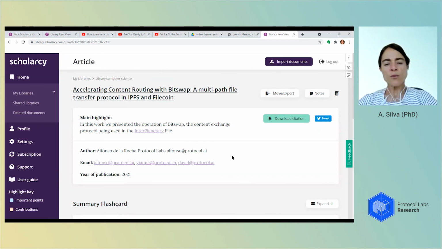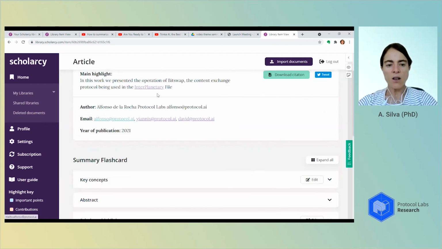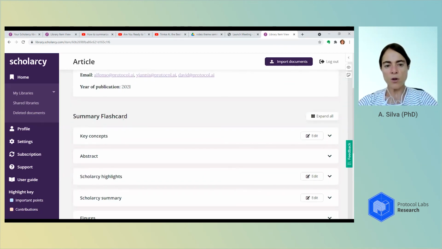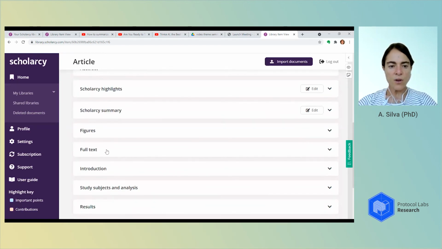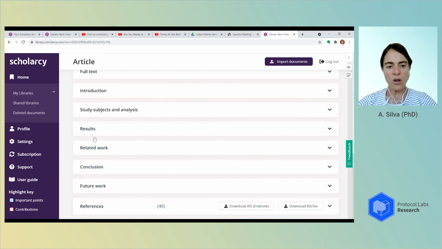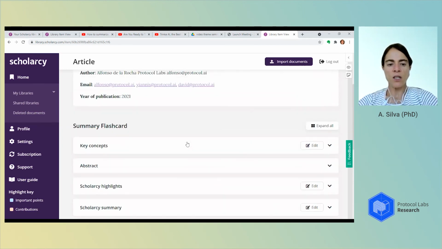So what this software does is that it summarizes and analyzes the juicy bits of the manuscript. So it has, of course, a main highlight, etc. Then it has something that is called summary flashcard. And it has things like key concepts, summary of the abstract, its highlights, a summary that it does by itself. It has the figures, full text, and then you can see all the different sections that the manuscript has in terms of what the algorithm found as most interesting in each one of them.